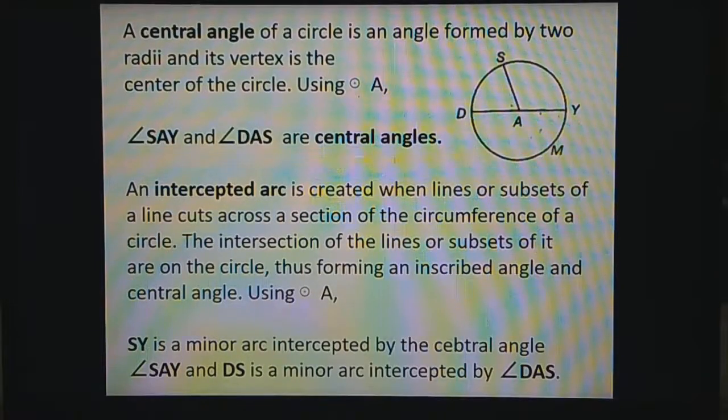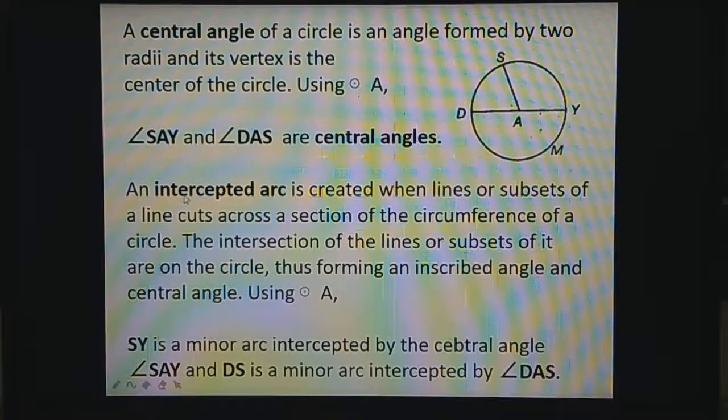So, angle SAY. Ang vertex niya is yung A. So, this is a central angle. And another central angle, DAS. So, yung vertex ng ating angle ay at the center of a circle. Those are the central angles of circle A.